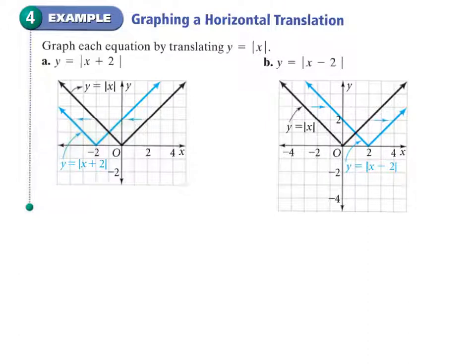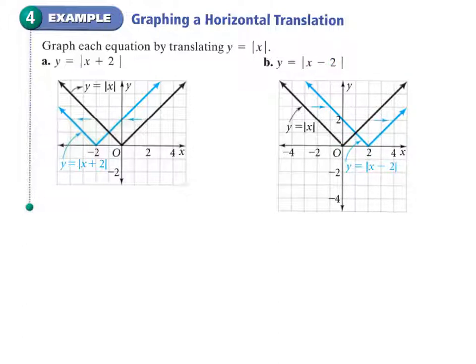So in example 4, here's what it says. If I take my parent function, which is always the black line, inside says +2, that means my entire graph shifts left 2 spaces. If I go to the right 2, it'll say -2 inside.